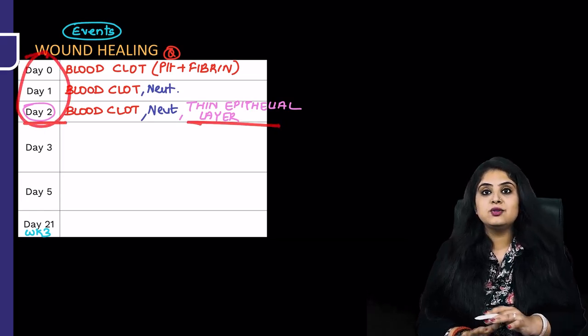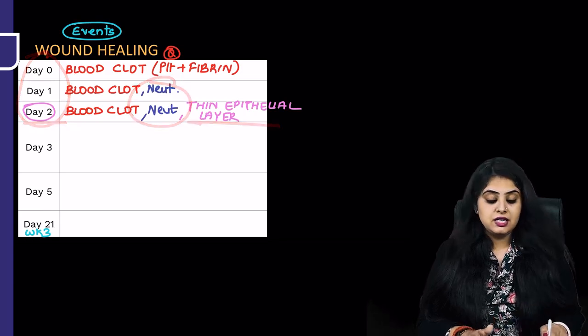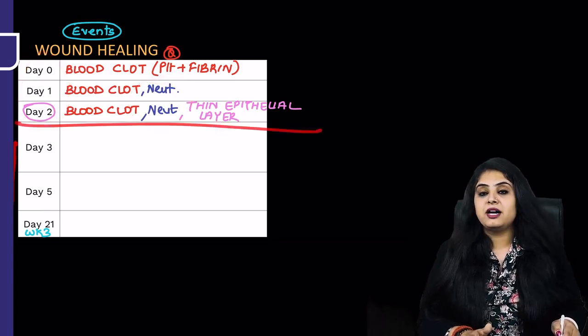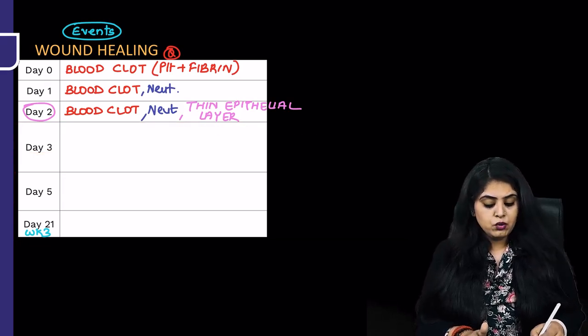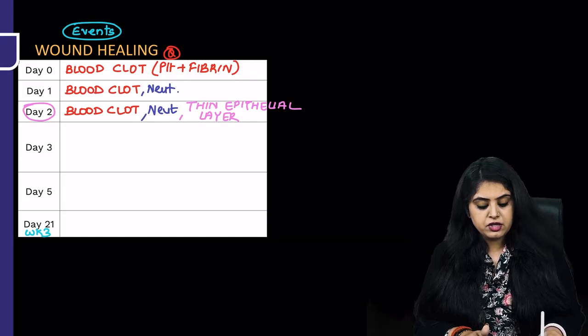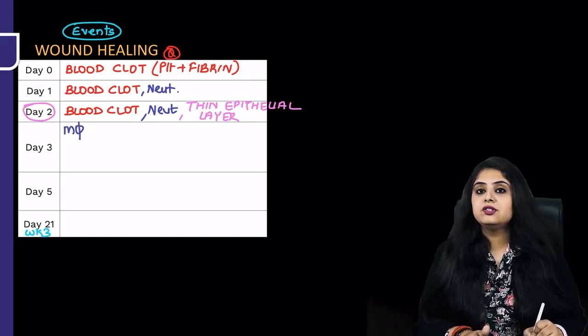0, 1, 1, 2 is done. Acute inflammation phase and neutrophils are done. Now we enter the second part, that is 353, meaning I have entered into chronic inflammation. The most important cell of chronic inflammation is going to be macrophages.